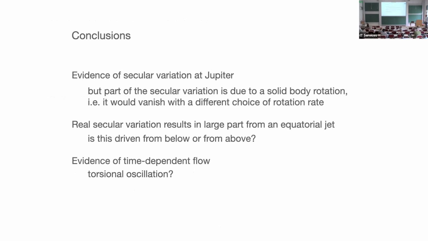So to wrap up, we've seen evidence of secular variation at Jupiter, but a large part of it is just solid body rotation, requiring a small adjustment in our frame of reference. Real secular variation results in large part from this equatorial jet, and there's possible evidence of time-dependent flow, which might possibly be a torsional oscillation.